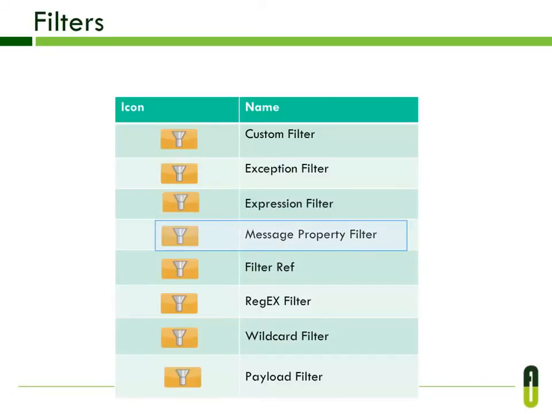Message property filter. The message property filter allows you to add logic to your routers based on the value of one or more properties of a message. This filter can be very powerful because the message properties are exposed, allowing you to reference any transport-specific or user-defined property. Filter reference. This filter is used to reference a globally defined filter.